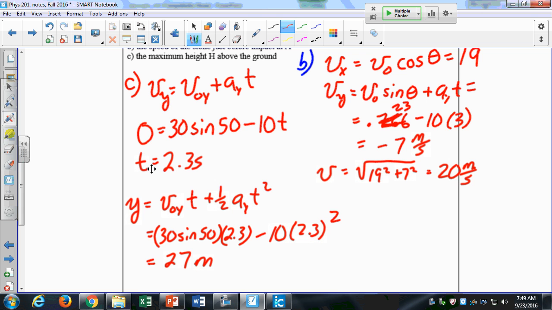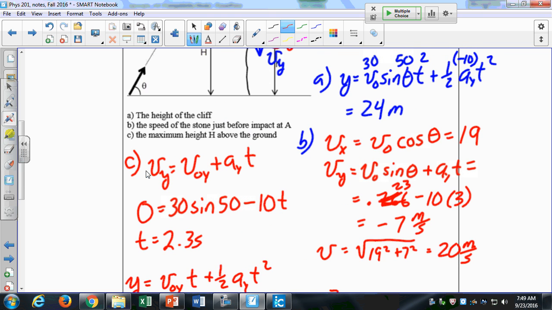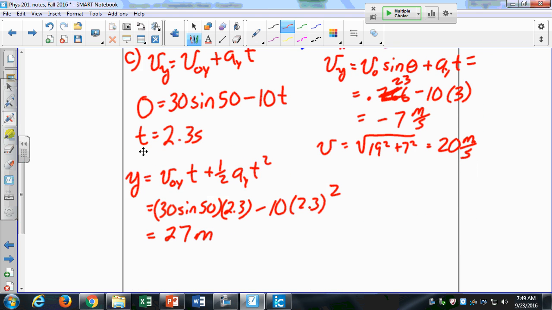And that also jives with what we know about the other height, because we found in part A that the cliff was 24 meters. So it goes up to 27 meters, and then it drops back down to 24 meters. All right, good example of a test question like this. You can see something like this. We'll do a few more today, sort of as practice for that, or at least one or two more.